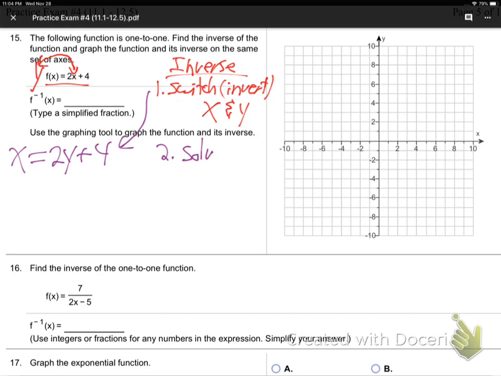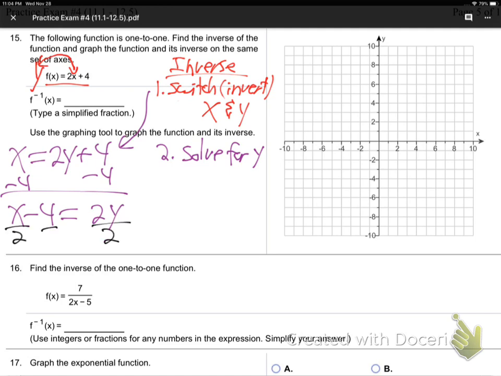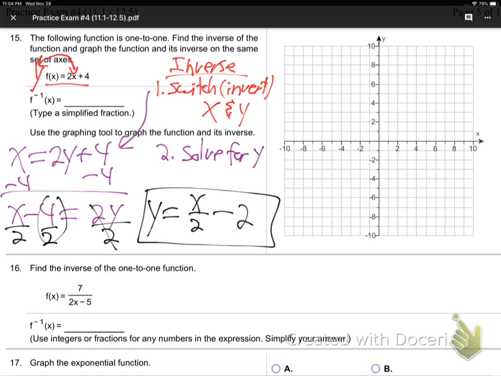Step 2, solve for Y. How do you solve for Y? Subtract 4 from both sides. So X minus 4 is 2Y. Last step to get Y alone, divide through by 2. So divide them all by 2, so Y equals X over 2 minus, and then 4 over 2 is just 2. So this is the inverse function.